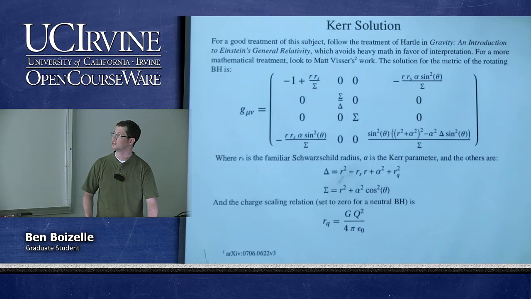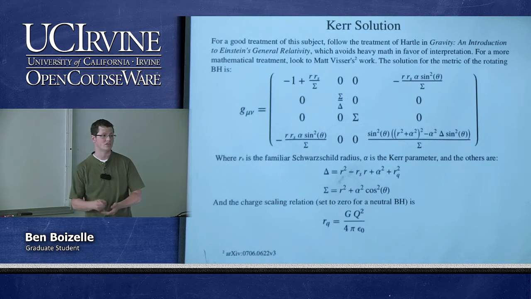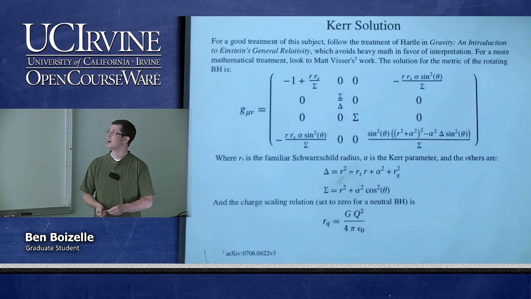If you would like, by the way, to go through this method on your own, I highly recommend Hartle's book, Gravity: An Introduction to Einstein's General Relativity. Very good for being able to get especially a qualitative feel as to what's going on. And then there's also an arXiv paper if you would like to go over more of the heavy math and especially the coordinate transformations. It's a very good paper, and you will probably regret reading it if you're doing it for fun.